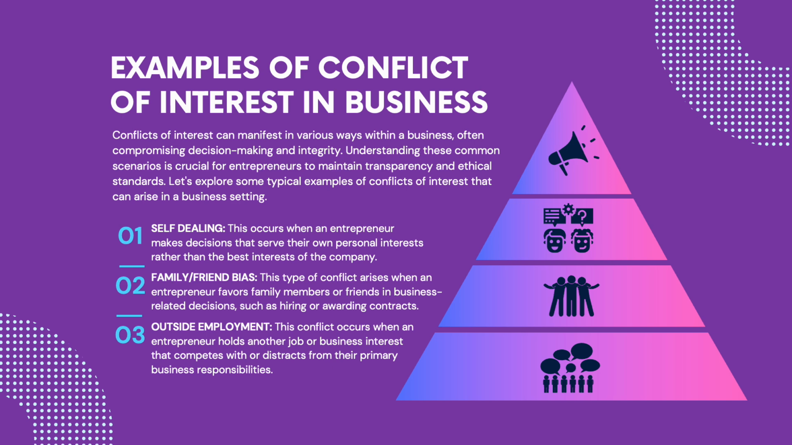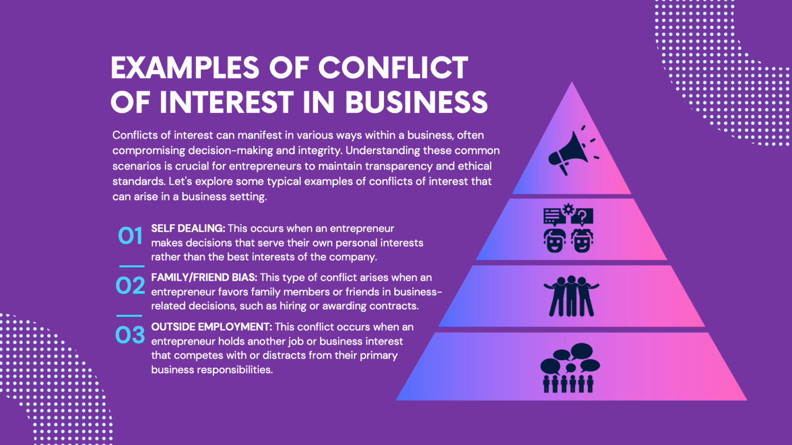Okay? For example, an entrepreneur might steer a contract towards a business they own, even if it's not the best option for the company, right? So you get a contract and, rather than ensuring that that contract is given to a contractor who fairly qualifies for that job, you divert that contract to your own business or a business of somebody else, right? Then it's seen as self-dealing. And really, this can undermine trust and lead to serious legal consequences when you get caught.